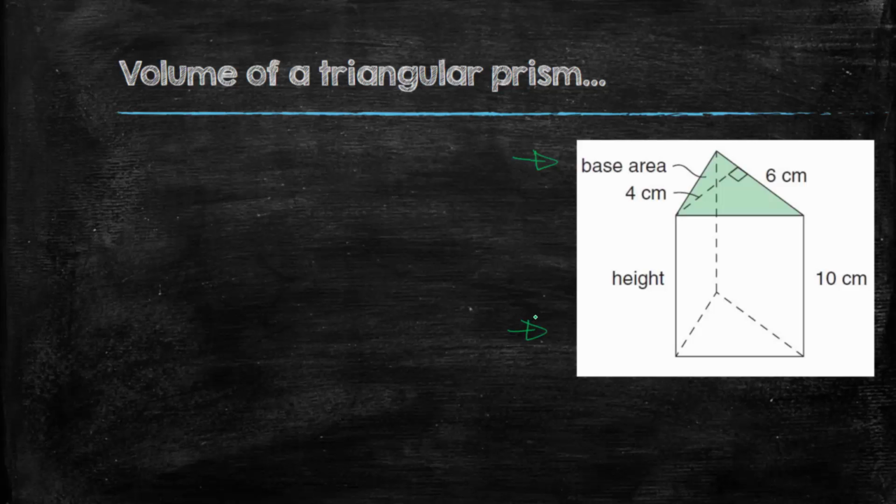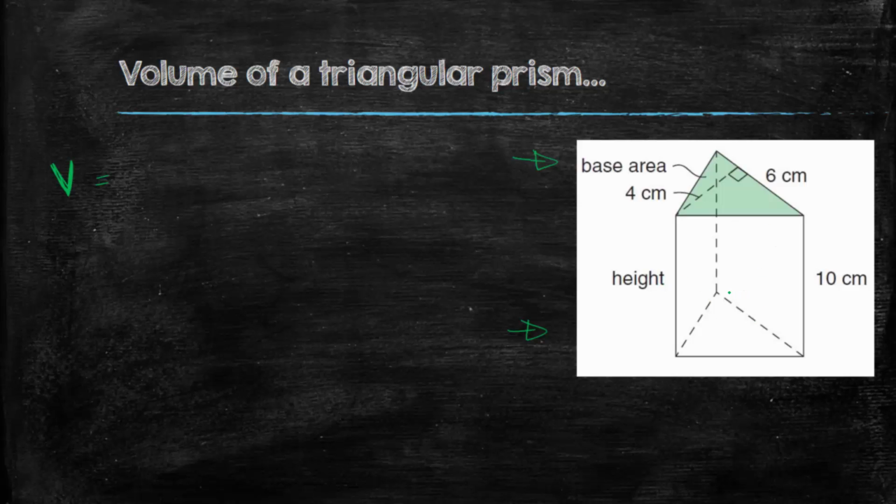The first thing that we want to find out is what is the formula for it. So I'm not going to give you the formula, we're going to figure it out. So if I were to fill this with water or a liquid, how would I find the formula? How would I find the volume of this, the volume that this figure can hold?